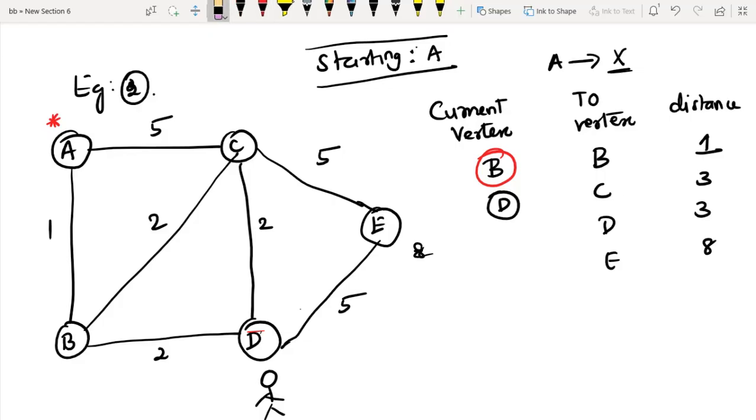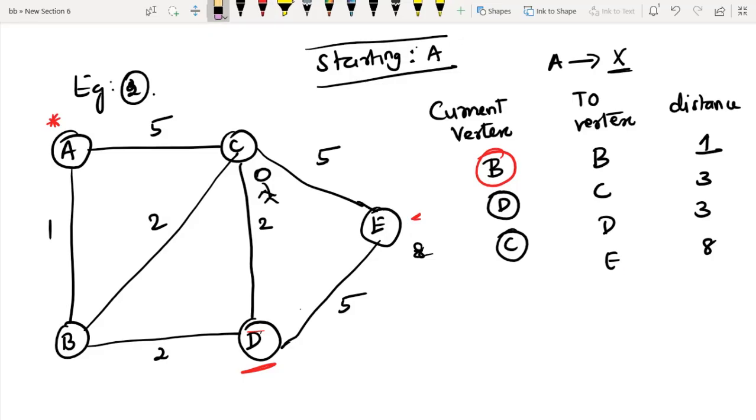Now let me move to the next node. From D I can either move to E or C, but C is 2, whereas E is 5, so I will move to C. I'll make C my current node. So C is now my current node. And from C, what are the values that I manipulate? B need not be manipulated. I told you this is the shortest distance. So I can manipulate the values of D or E, because those two are directly connected.